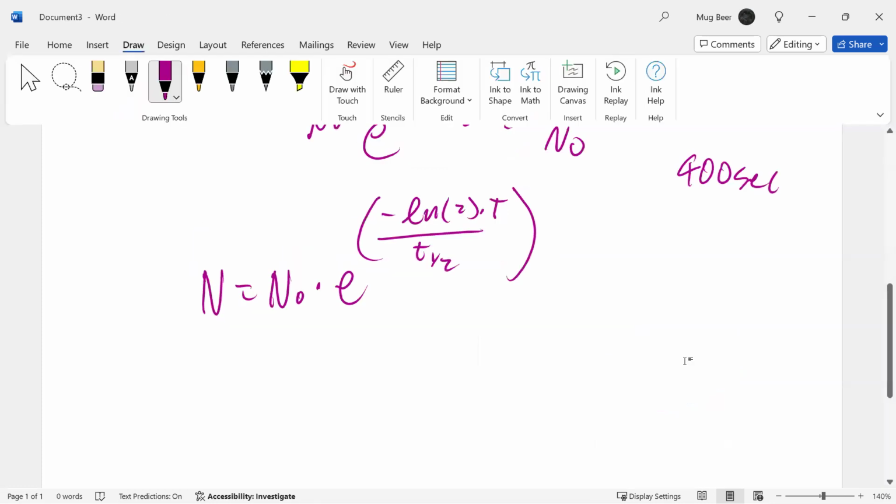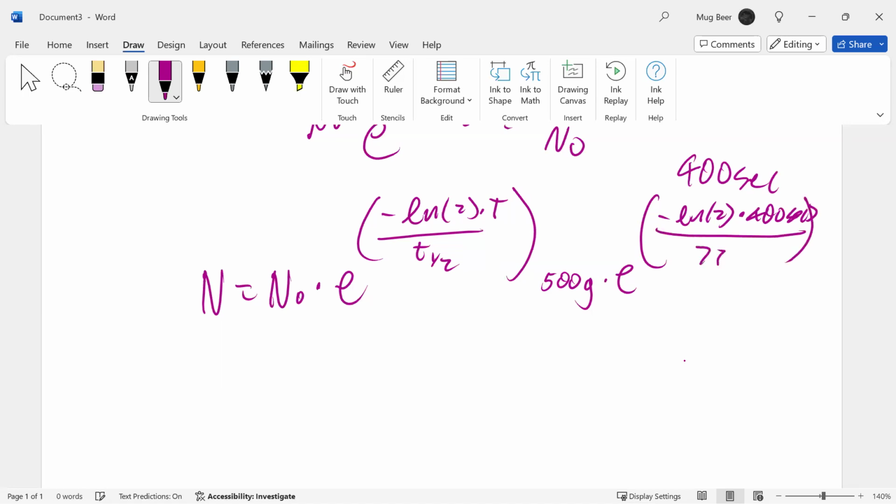All right, so what I got here is 500 grams times e to the negative natural log of 2 times 400 seconds divided by the half-life, which was 72 seconds. So this is another, can you punch it into your calculator thing? So 500 times e to the negative natural log of 2 times 400 divided by 72, close parentheses.